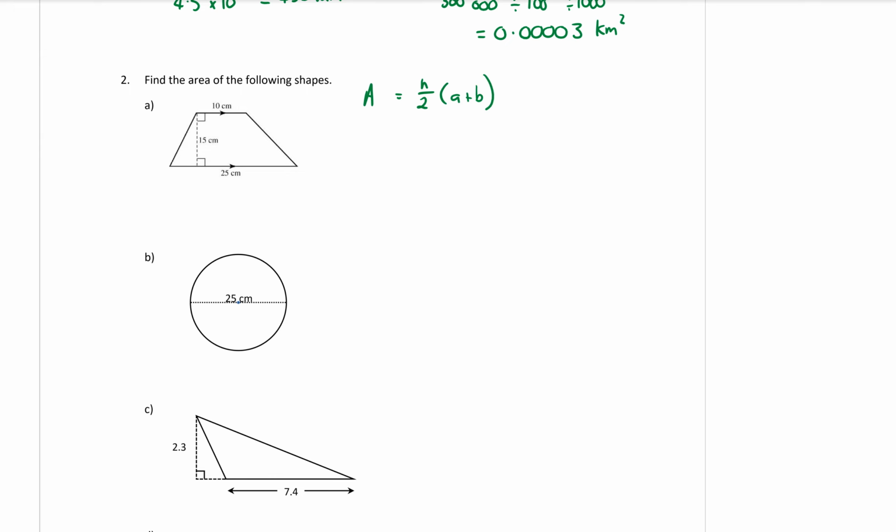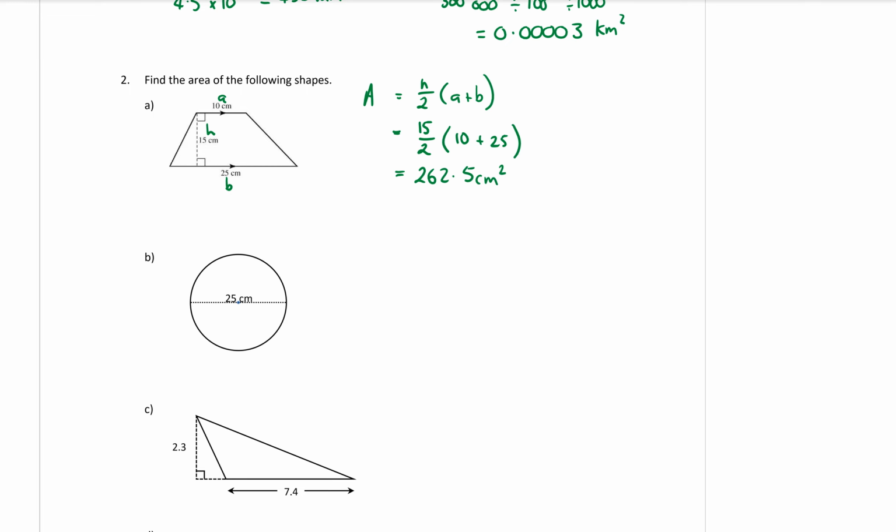Then substitute into your formula. The h is the perpendicular height between those two parallel sides. The a and the b are the two parallel ones. Now, I've said A is the top and B is the bottom, but it actually doesn't matter which one is which, okay? Sub that into your formula. 15 for H over 2. A is 10 plus B is 25. And then in the calculator. Okay, centimetres squared, because we're doing area.